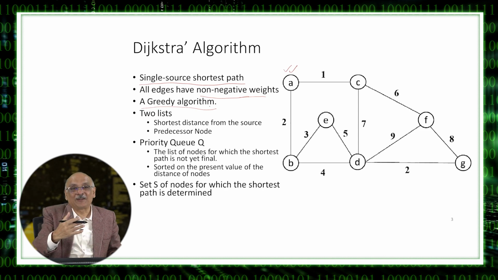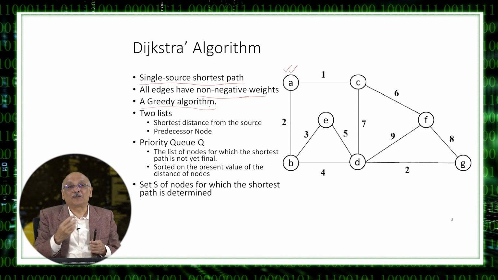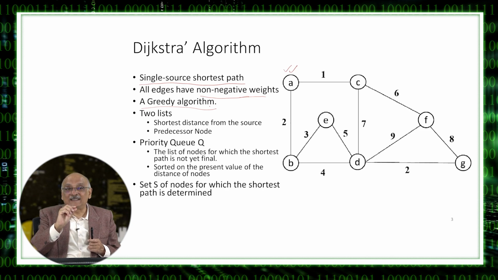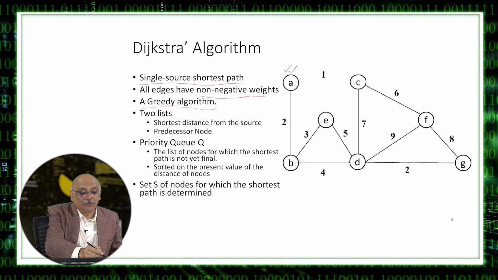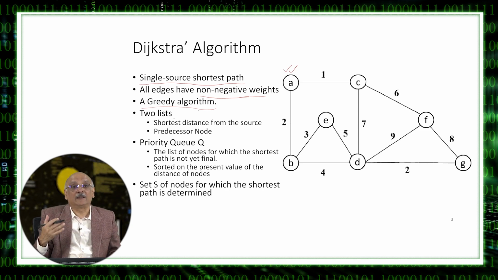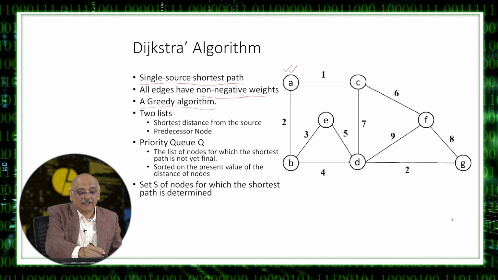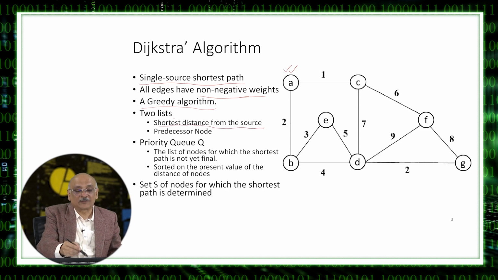With greedy algorithms, we pick and choose those edges, or those paths, which have minimal weight or minimal length of that particular path. Then two lists are created in Dijkstra's algorithm. First is the shortest distance from the source.